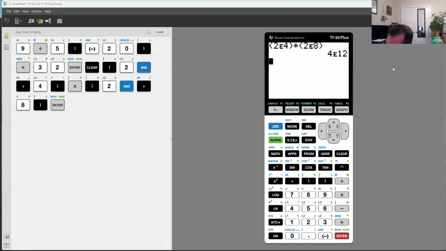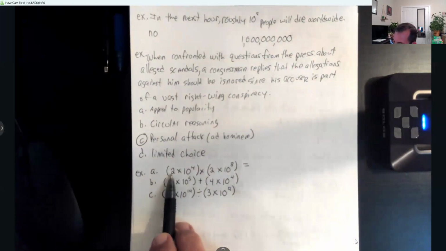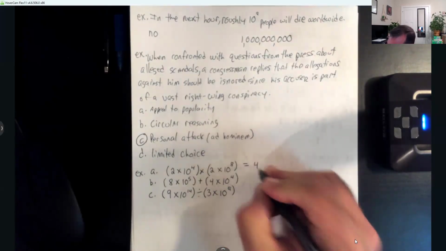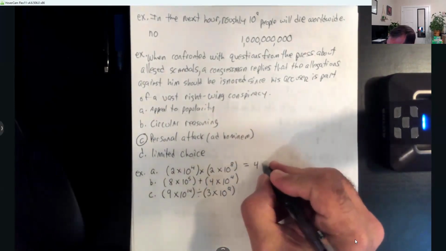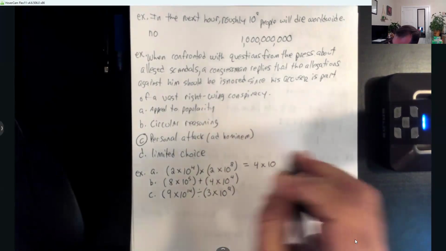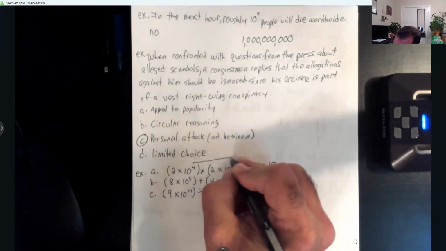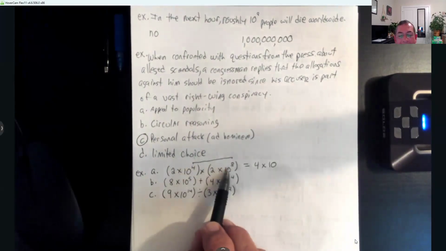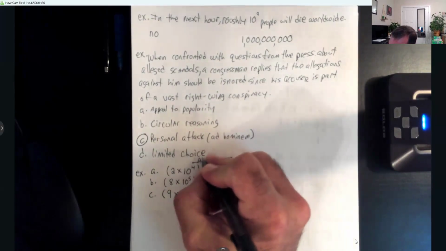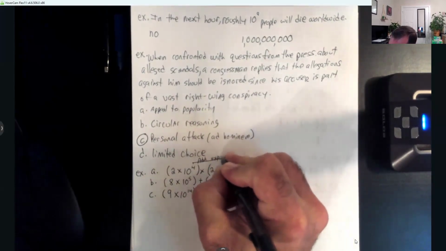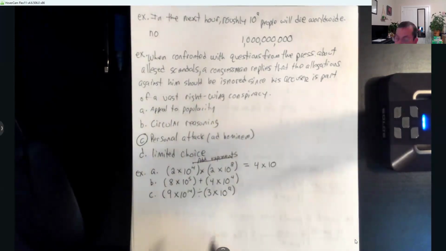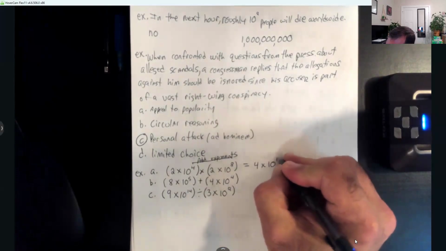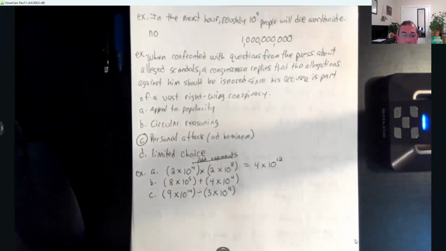Now, if you were to do this by hand, you multiply the number: 2 times 2 gives me 4. Then I would put my times 10. When you multiply, we add exponents. And y'all, that's how they got that 12. They added 4 plus 8, and that gave me my exponent of 12, okay?